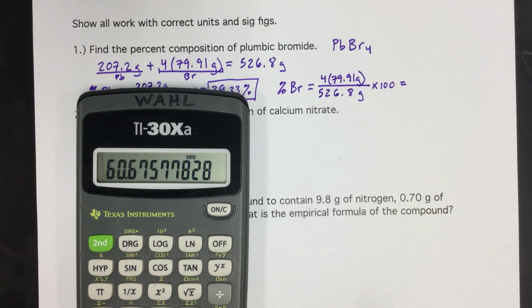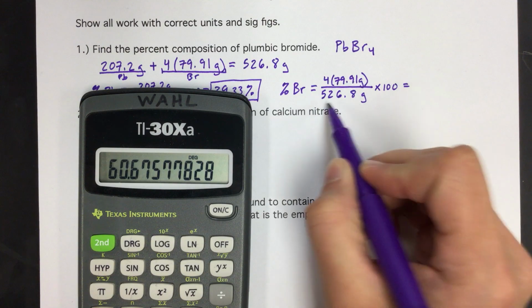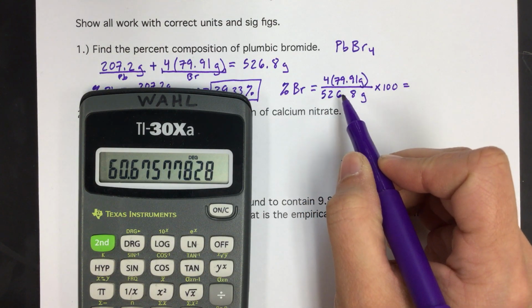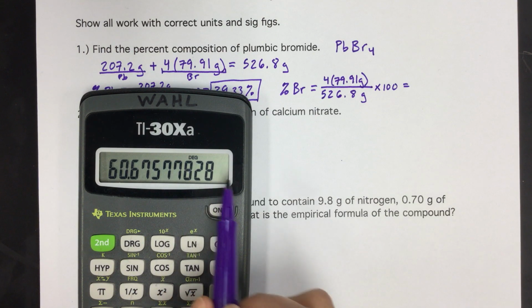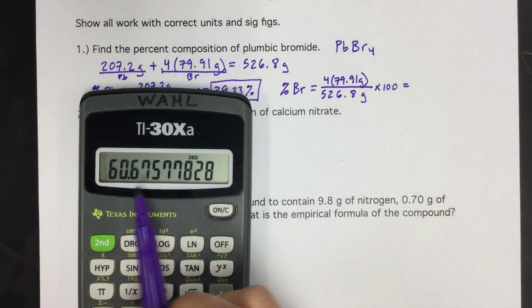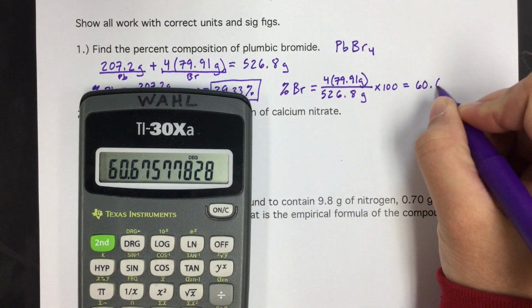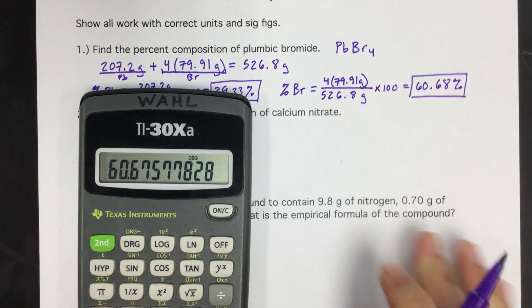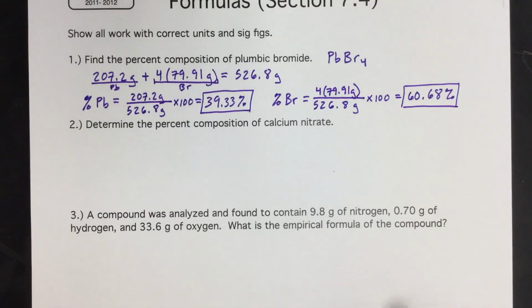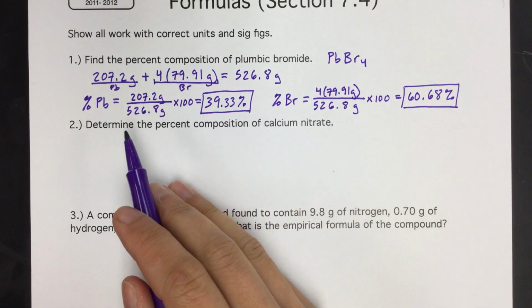Okay, and we get 60.67577 and so on. This time we are allowed, again, 4 sig figs: 79.91 and 526.8 both have 4 sig figs. So we look after the 7, it's a 5, but it's followed by a bunch of other stuff, so it's actually greater than 5, so we do want to round that up to an 8. So it's going to be 60.68%. And that's the percent that is bromine. Okay, so we get 60.68% bromine, 39.33% lead.